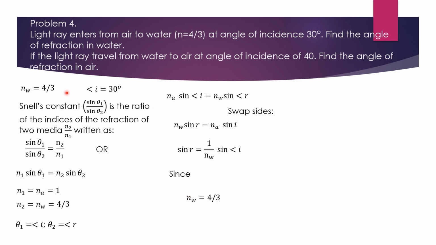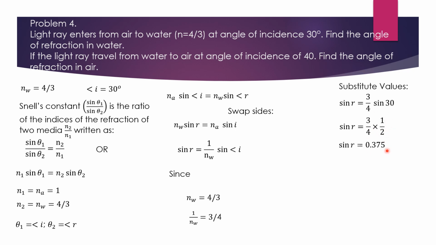Since nw is given as 4 by 3, the 1 over nw will be 3 by 4, that is the reciprocal of 4 by 3. Now substituting the value of angle of incidence, that is 30 degrees, sine r becomes 3 by 4 sine of 30 degrees. Now putting sine of 30 degrees equal to 1 over 2, sine of r becomes 3 by 4 into 1 by 2. Calculating this results in 0.375. Now to calculate r, take the sine inverse of 0.375. Using a calculator, you will find it approximately 22 degrees.